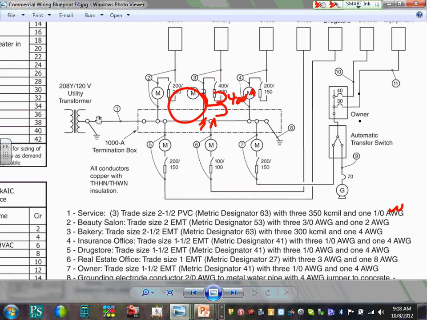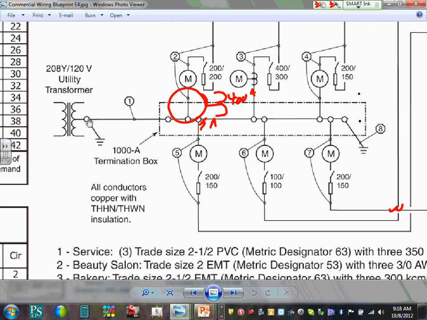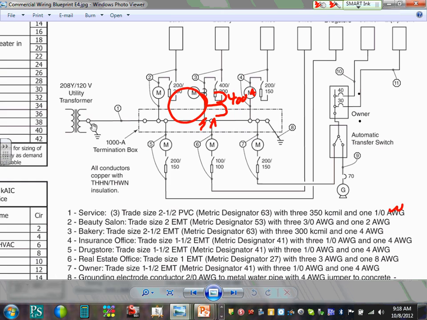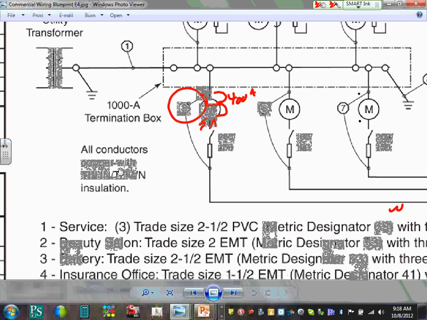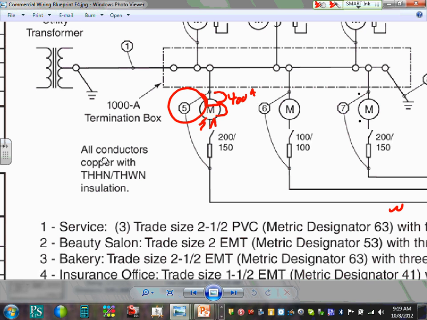Okay, any question, guys? I want to bring the bonding. Can you see the transformers bonded and grounded here? Here's where they tell you all conductor copper with THHN/THWN insulation. So they put a note here instead of writing it like I do right next to it. So they are double insulated.